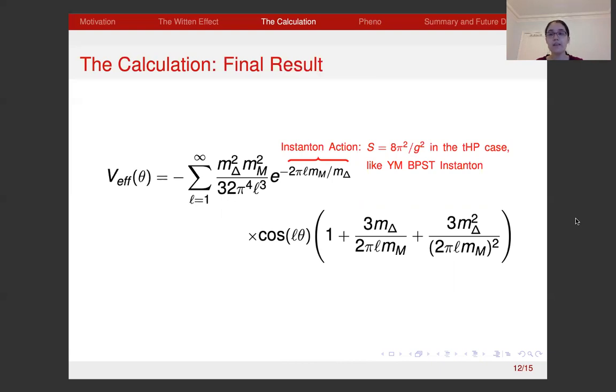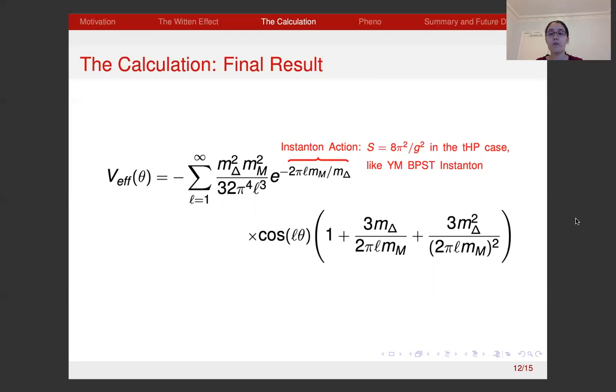One thing about this that I want to point out is that in the case of the 't Hooft-Polyakov monopole, this instanton action actually reduces to 8 pi squared over g squared, which is interesting because it's exactly the same result we get in the Yang-Mills BPST instanton case, which is what we expect because we expect this result to be connected to that in this case. Okay, so we have the result for the effective potential.